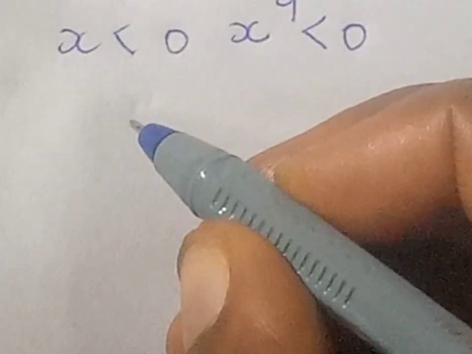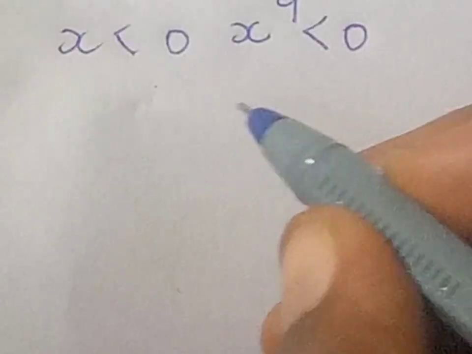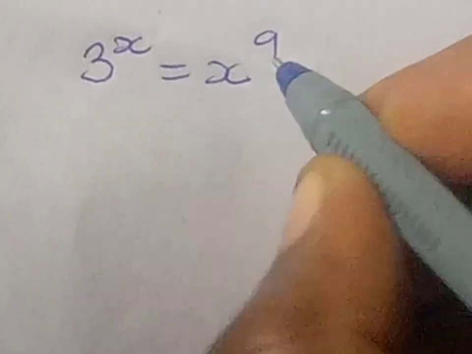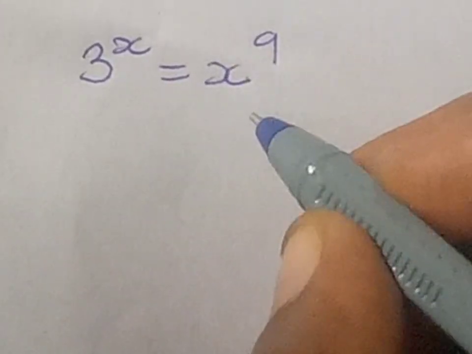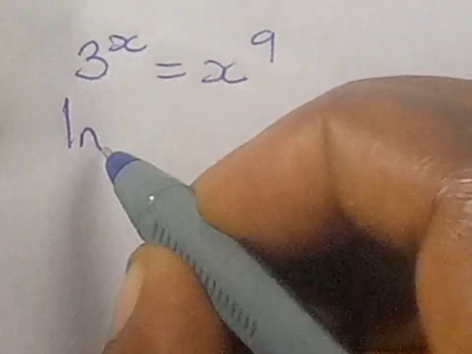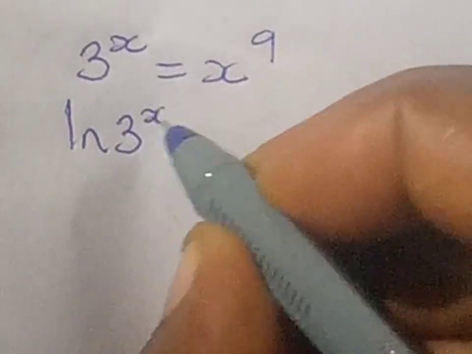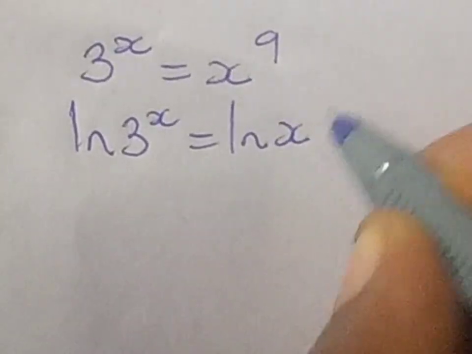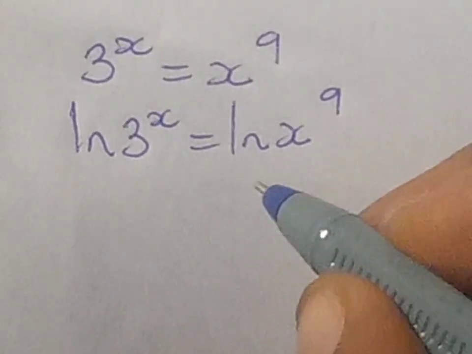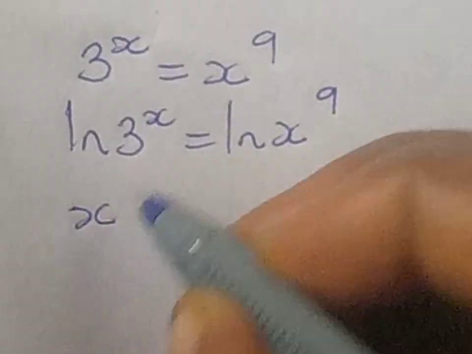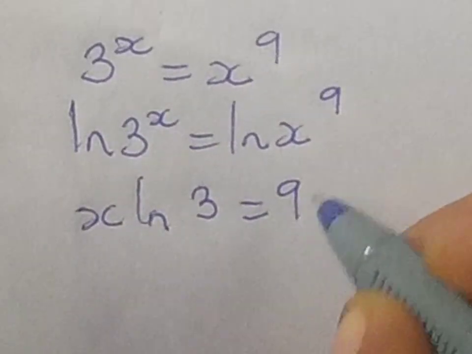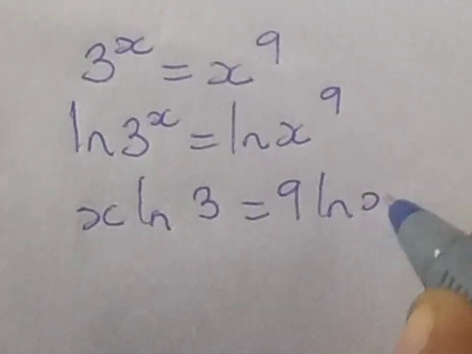Now let us try the natural logarithm of both sides. Our equation again, 3 raised to the power of x equals x raised to the power of 9. The natural logarithm of both sides will give us the natural logarithm of 3 raised to the power of x equals the natural logarithm of x raised to the power of 9. Using the logarithm rule, x times the natural logarithm of 3 equals 9 times the natural logarithm of x.